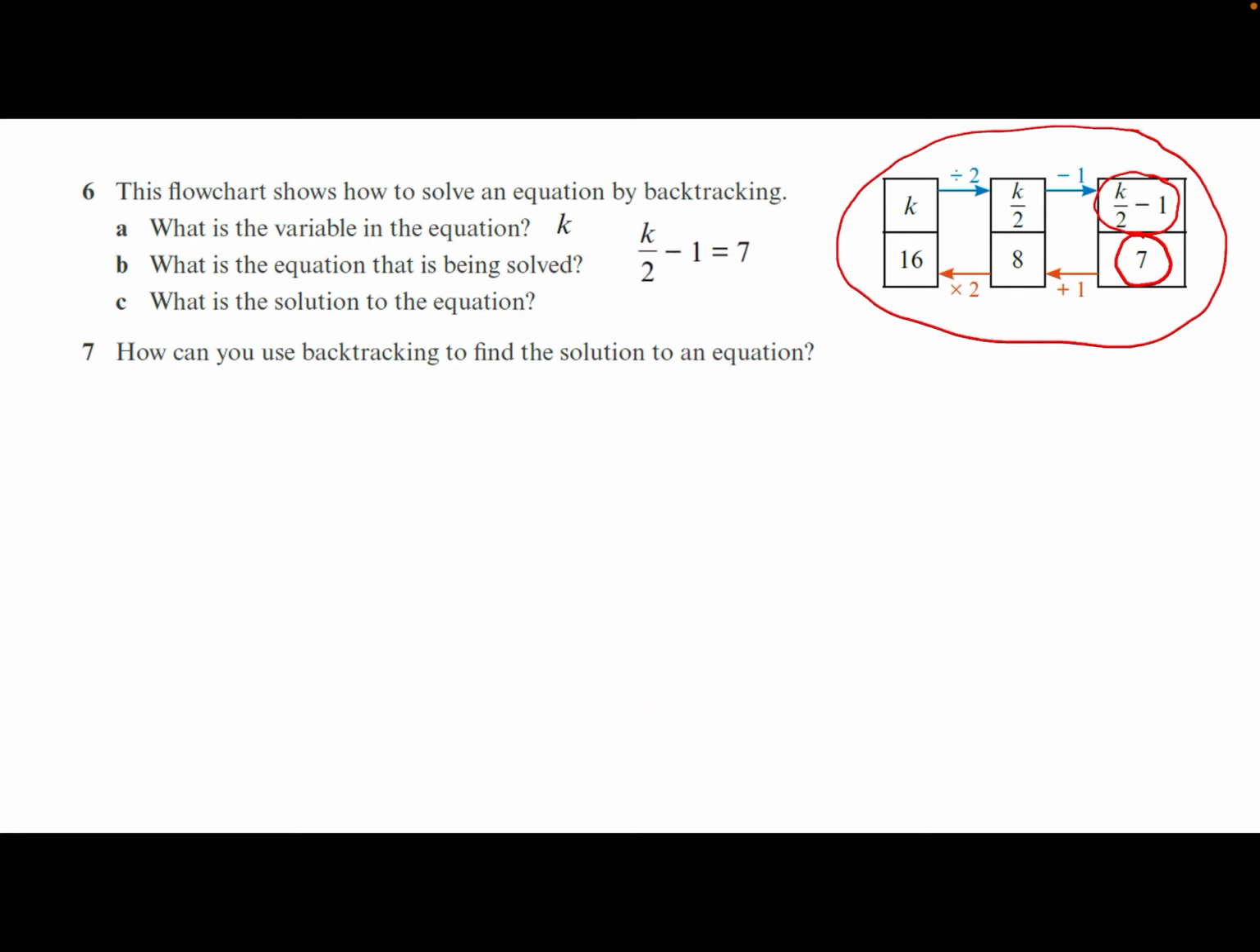And what is the solution to the equation? Well, the solution is the number underneath your variable, which is 16 here. That tells you what your solution is. And how can you use backtracking to find the solution? We work backwards using inverse operations. That's your key point there. Working backwards using inverse operations.